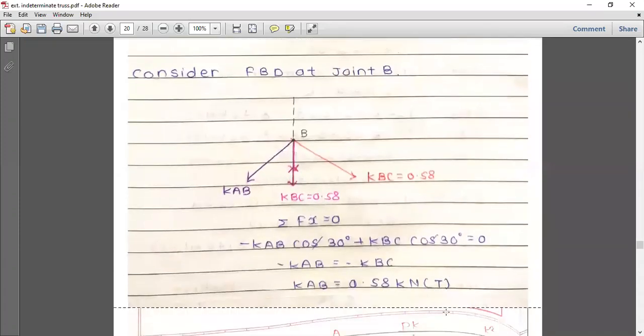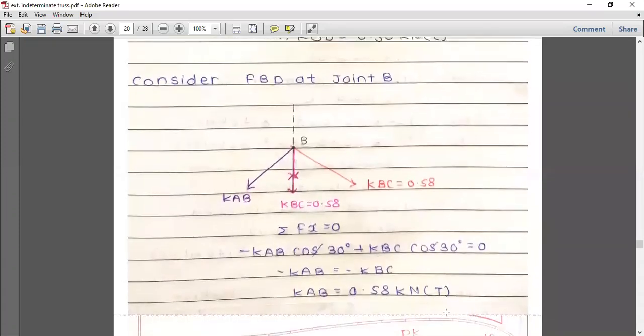Consider now the free body diagram of joint B, and from this, of course, the unknown is only one, that is the force in member AB is the only unknown. So just apply summation Fx equal to 0 to this diagram. We are getting the force in member AB.